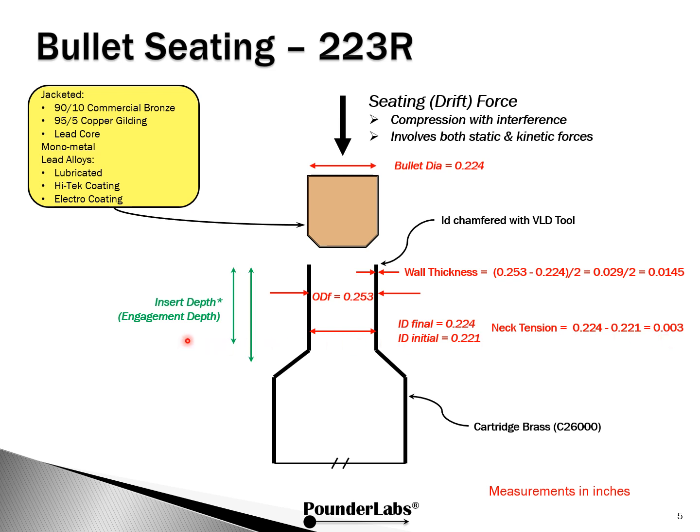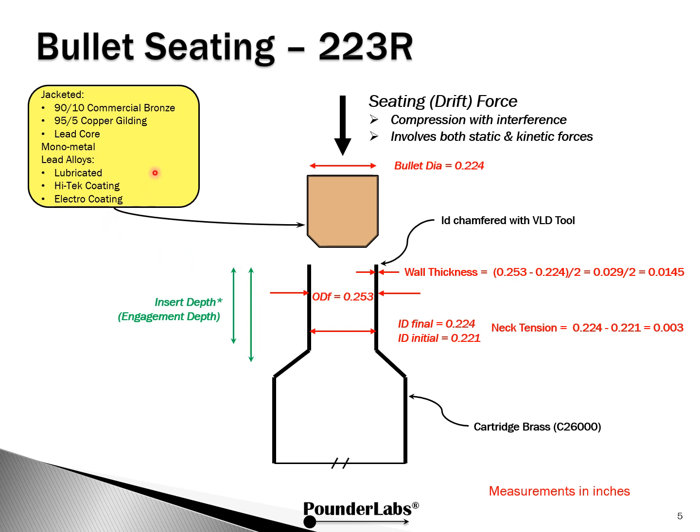In the material sciences, when you put a drift in, engagement depth is usually what's being talked about. But for reasons, as you'll see in a bit, we prefer to call this insert depth because it's very possible that the bullet's going to go in deeper than just the neck.